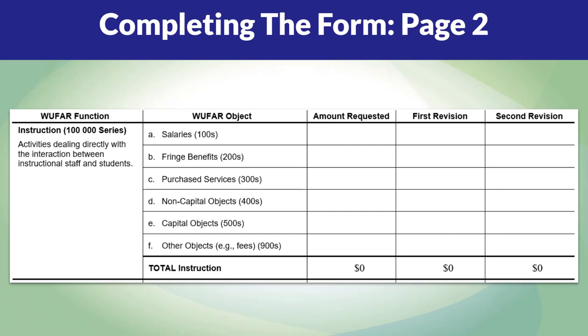Importantly, your entire grant award should be allocated in this column, meaning you should not just list the line items you are changing. In other words, the total budget listed at the bottom of the form should equal your total grant award.